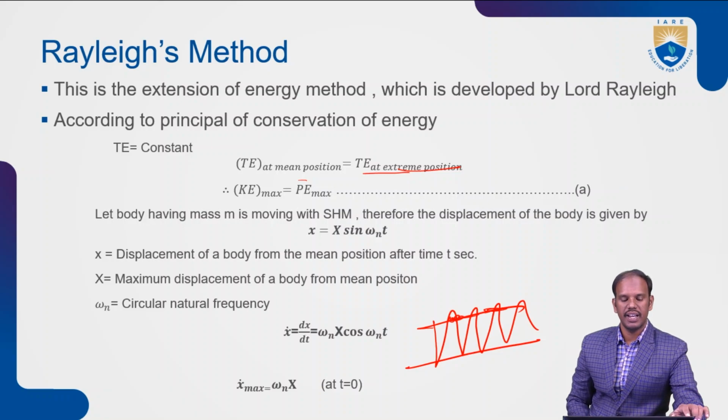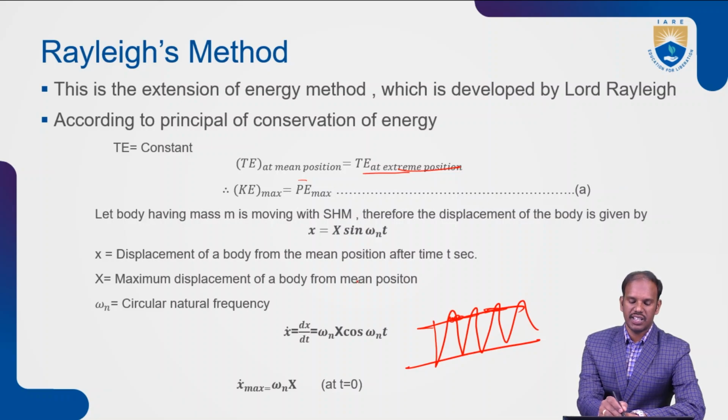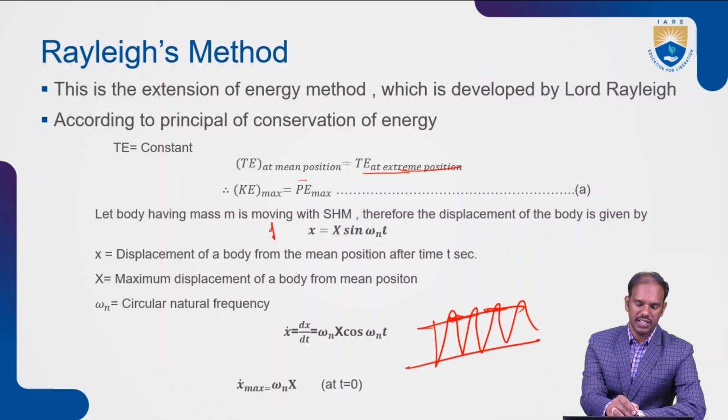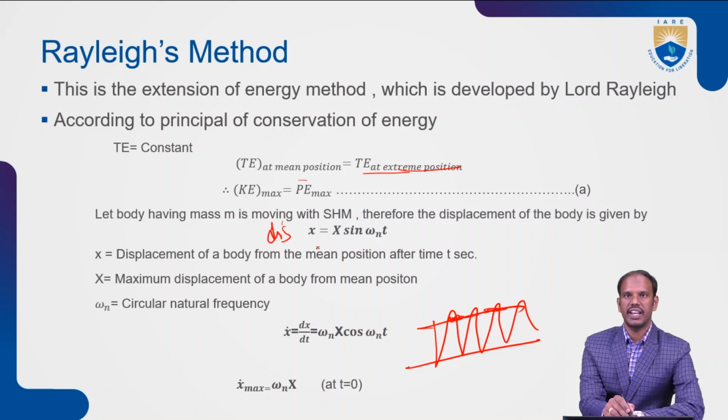Then take as an example a mass moving in simple harmonic motion. The displacement of this body is given by x, which is nothing but the distance, taken as x into sin omega n t. Here x is the displacement of the body from the mean position after t seconds, and the amplitude X is the maximum displacement of the body.